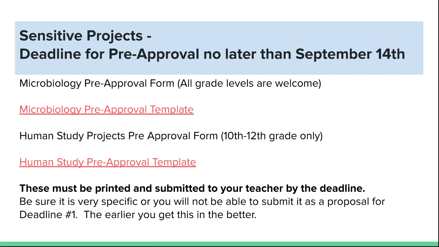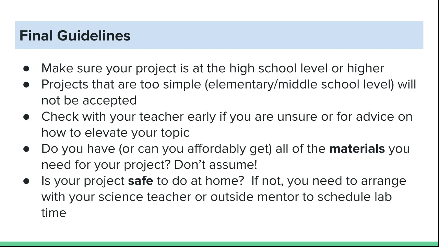If your project is not going to be approved, your teacher will let you know, and you can go with Plan B to submit that for deadline 1. Okay, the earlier you get these in, the better, so that you know what kind of shape you're in moving forward. Some final guidelines. You want to make sure your project is at the high school level or higher, but no projects that are too simple. So elementary or middle school level projects will not be accepted.